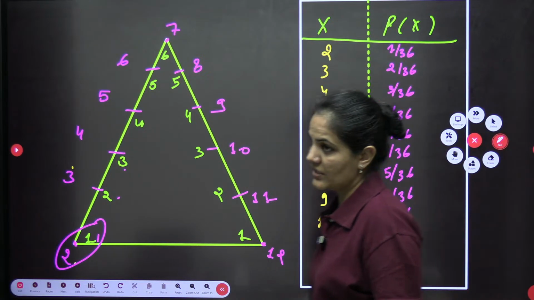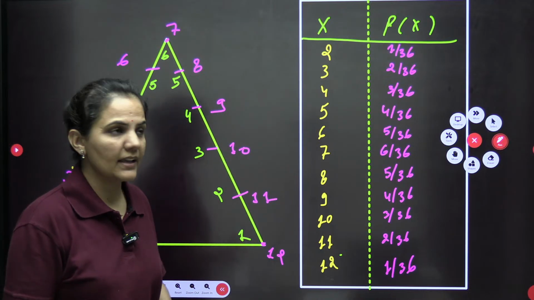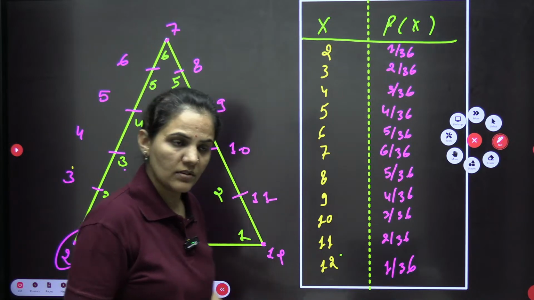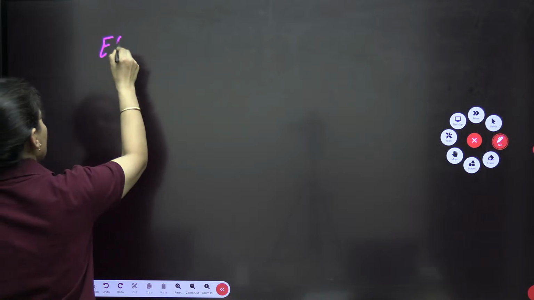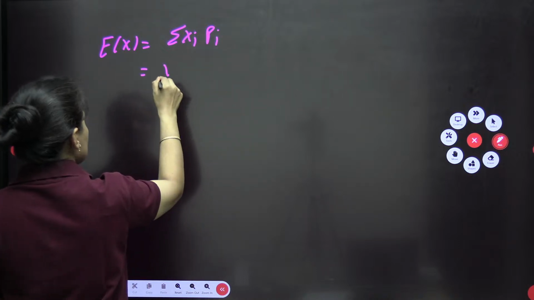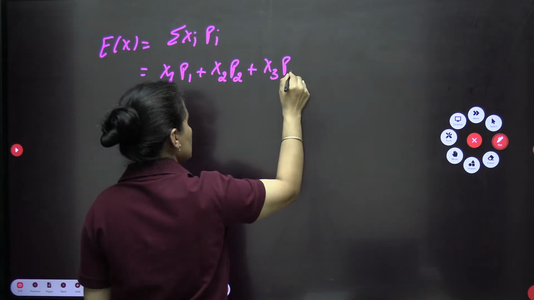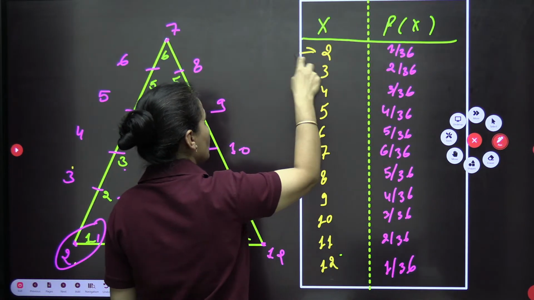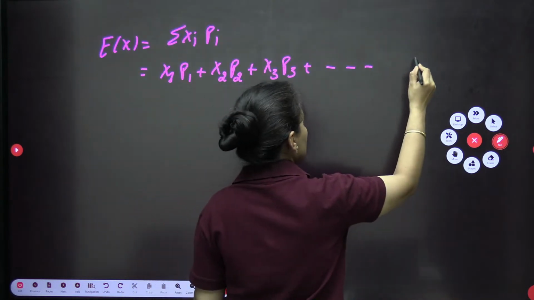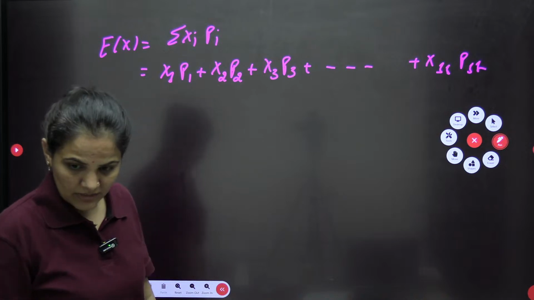Your question is asking about the expected value E(X), which is the summation of xi pi. So here x1 p1 plus x2 p2, x3 p3, x4 p4 and so on, we need to do simply. The last will be, when I am starting from here, x1, 1 2 3 4 5 6 7 8 9 10 11, so the last will be x11 and p11. All right, you can put the values and you can solve it.